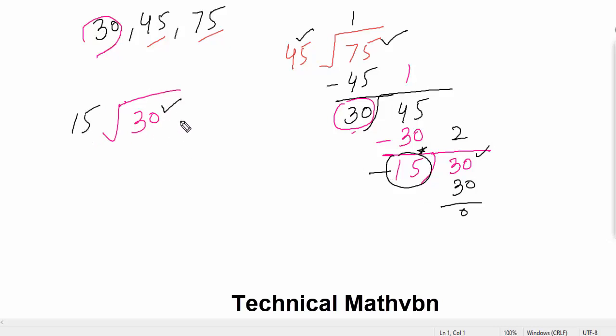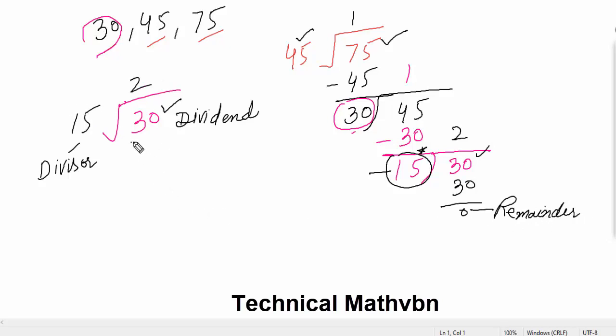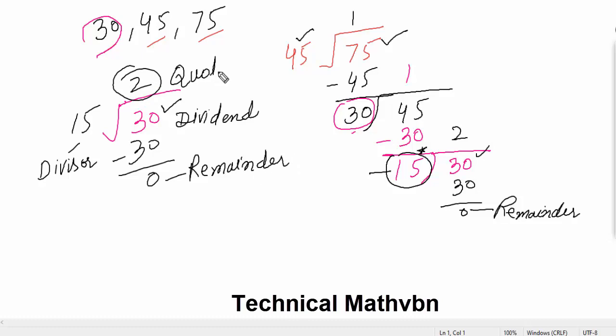In this case 30 is the dividend and 15 is the divisor, and this value is the remainder. 15 twos are 30, remainder 0, and this point is called the quotient. So, guys, you can see from this question that 15 is the highest common factor of these numbers.